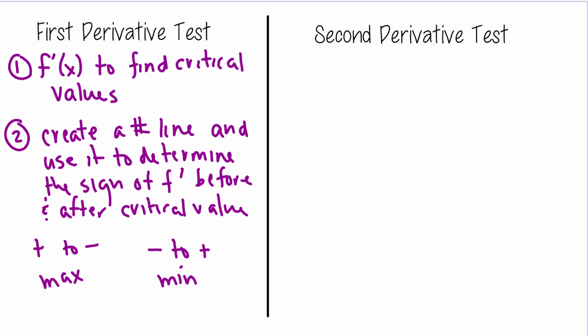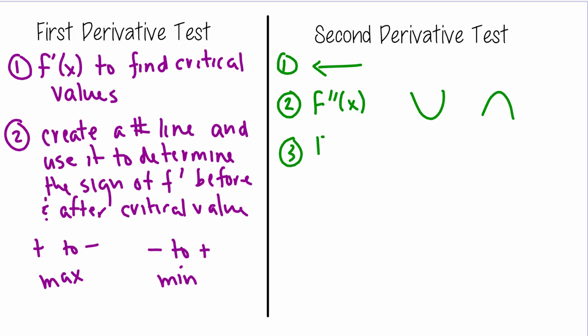The second derivative test, you start out the same way, so it's the same as step 1 over here. You're going to find f prime of x to find critical values. Step 2 then is to find f double prime of x. F double prime checks the graph's concavity, so it will tell you whether the graph is concave up or concave down. So then what you do is you test your critical values in f double prime.